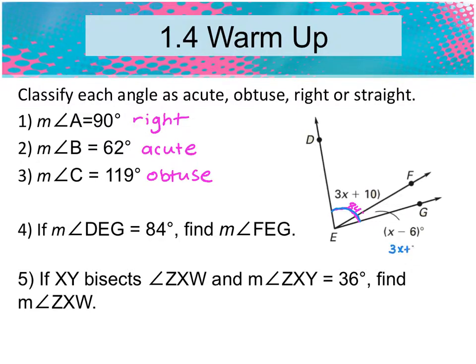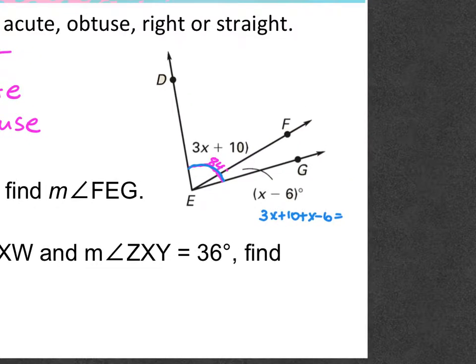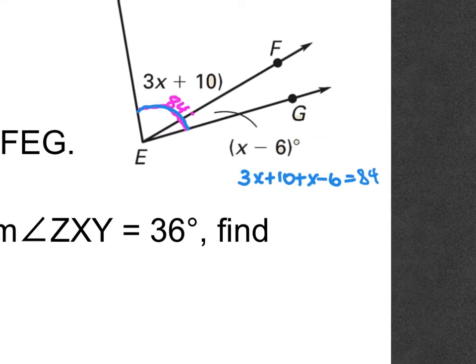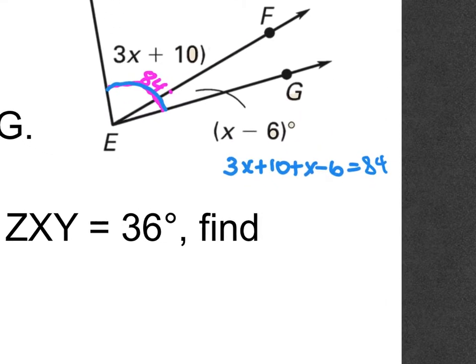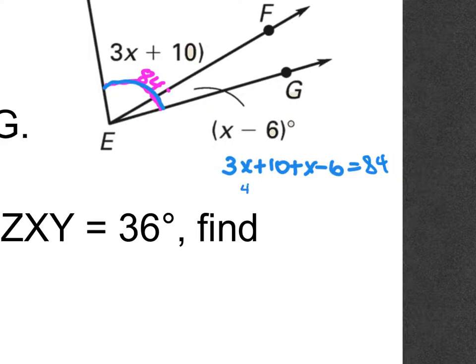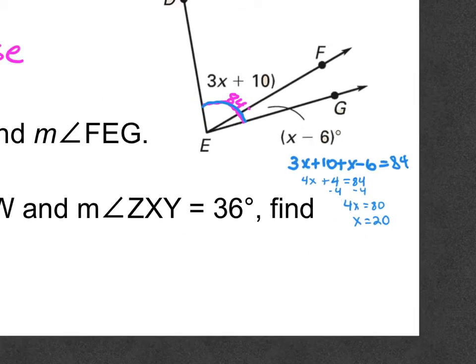add. Good. 3x plus 10 plus x minus 6 equals 84 degrees. So this is your angle addition postulate. If you take an angle, you break it down into its parts, you can add them back together to get the whole. So then this would be 4x, 4x plus 4 equals 84. Subtract the 4 from both sides. 4x equals 80. Divide both sides by 4, and x is 20.